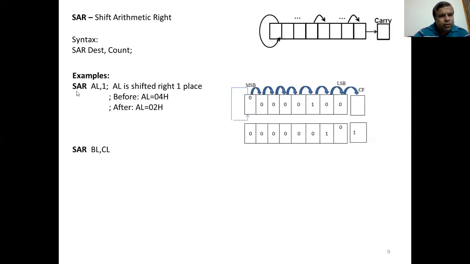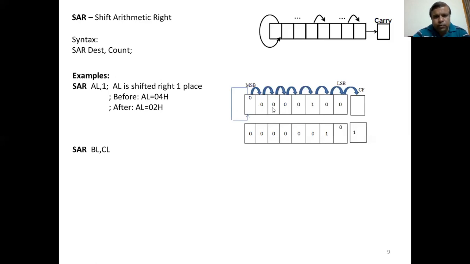So examples: SAR AL comma 1. This instruction shifts the 8-bit content of the AL register to the right one place. For illustration, let us assume that before the execution of the instruction, AL contains 04, whose binary equivalent is 00000100.